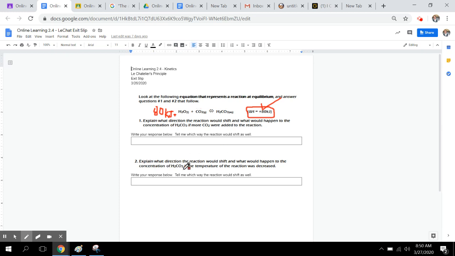All right, so what would happen to the concentration of H2CO3 if the temperature was decreased? Let's go over that quickly. Again, pretend for a minute that everything is at equilibrium. So there's your triangle. Everything is nice and level at equilibrium. Suddenly now you are decreasing the temperature.